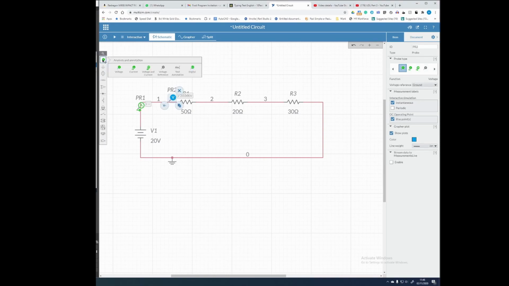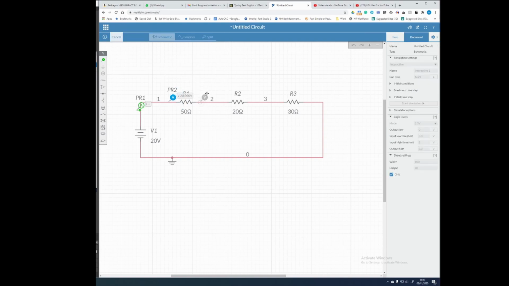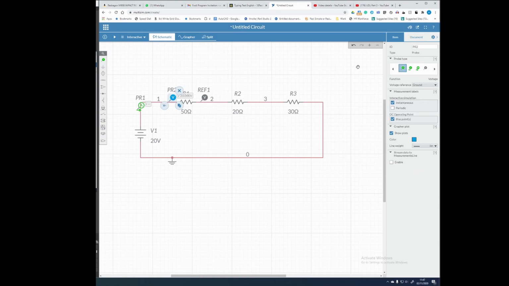If we stop this, the way we do this is to put what's called a voltage reference in, and put it there. Now when we go to this voltmeter, where it says with respect to ground, we can change that to with respect to ref 1. Now when we do the simulation, it's now reading 10 volts between there and there. I'm going to fast forward and put the other ones in.